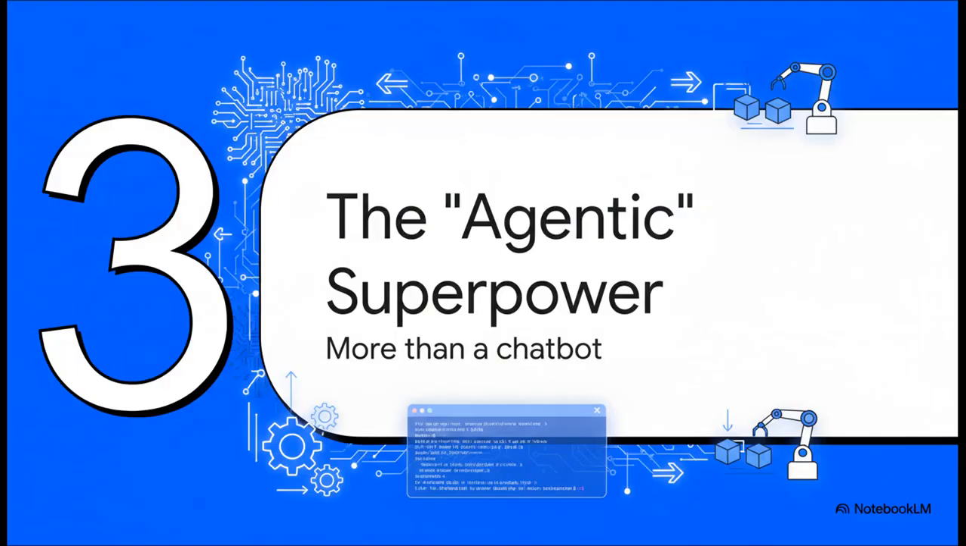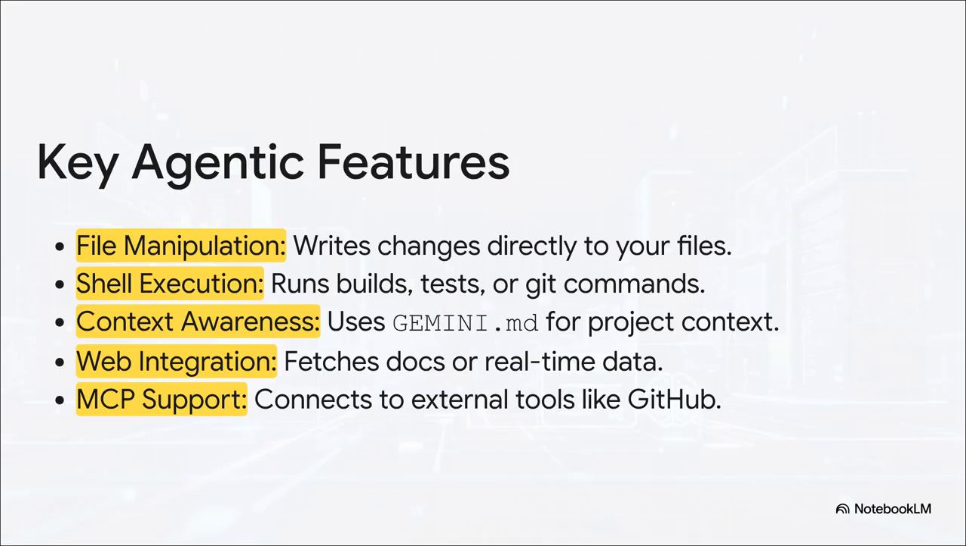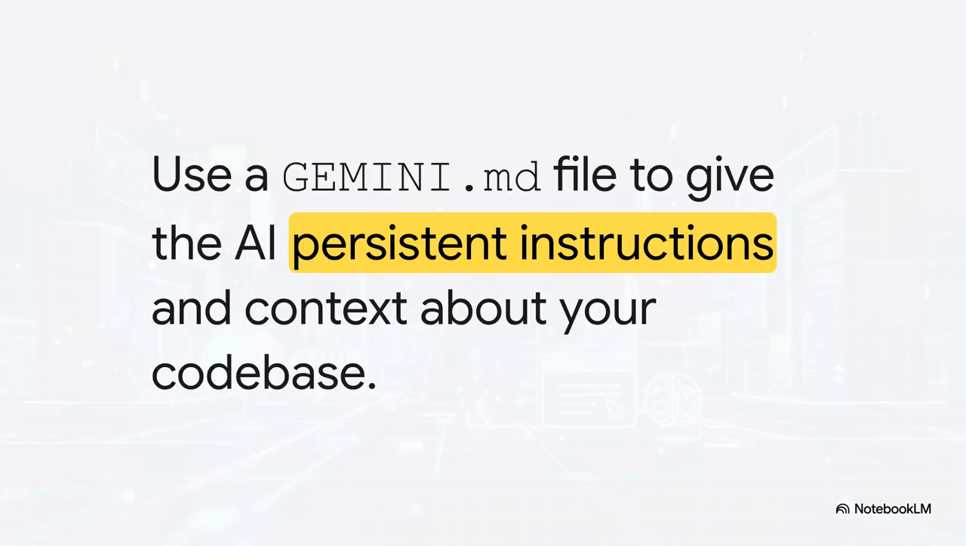Okay, so now that we have it installed, let's really dig into what gives this thing its agentic superpower. This is where it gets really exciting because we're moving way past just generating text. We're talking about real, actual automated help. And man, this is where the magic happens. We're talking about the ability to manipulate your files directly. Like, you can ask it to refactor a messy function, and it will just do it, write the changes right to the file. It can also run shell commands for you. Imagine just telling it, hey, run the tests, or commit my changes. It can even go out and browse the web to find documentation if you're stuck on a weird error. It's pretty wild.